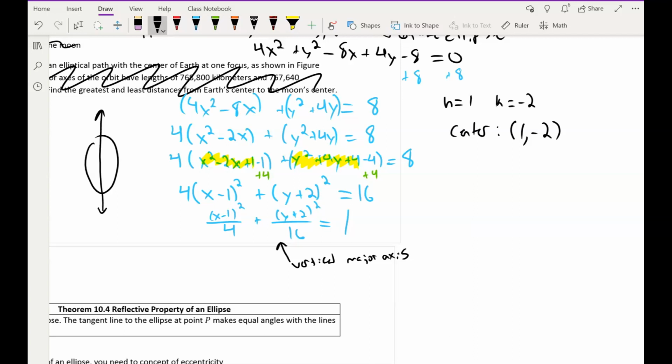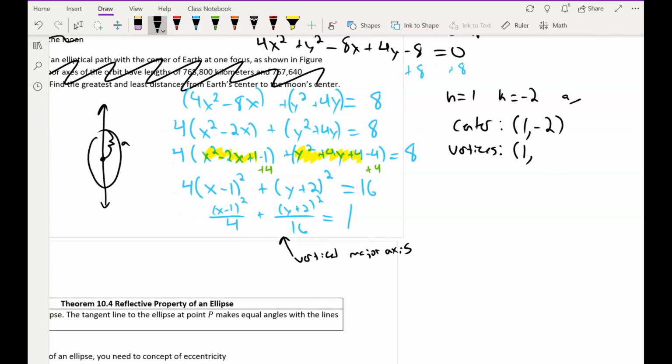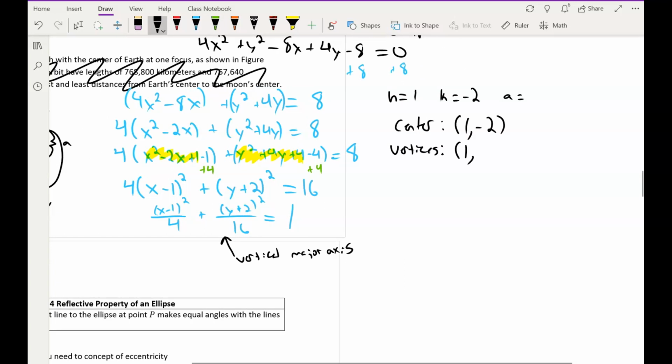And I always draw a sketch because it helps me. Here's our center. Then our vertex is going to be a distance of a in both directions. Our vertices are still going to have that same x value of 1, but then we're shifting by a value of a. And our a and our b value: well, a squared is 16, which means a has to be 4.